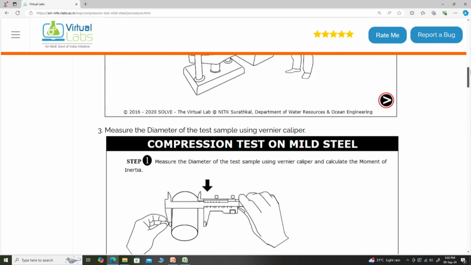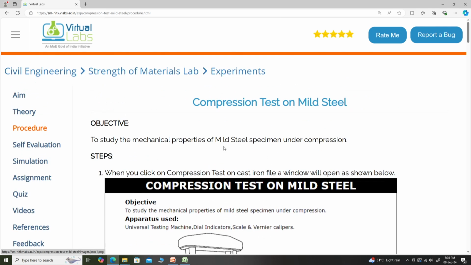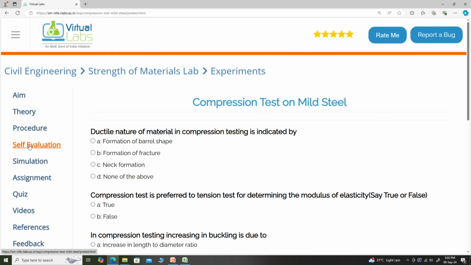Let me go through the pre-test questions, that is the self-evaluation, to see whether we have the theoretical information with us to conduct the test. The first question is, ductile nature of material in compression testing is indicated by what? As I discussed, ductile nature would mean a barrel shape, there will be no fracture. So the answer is A, formation of barrel shape. Neck formation is not there in compression test, that is there in tensile test.